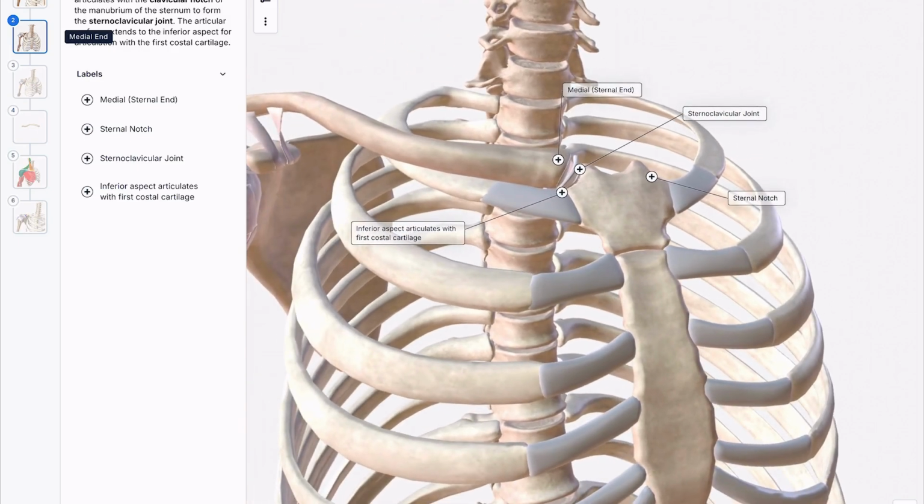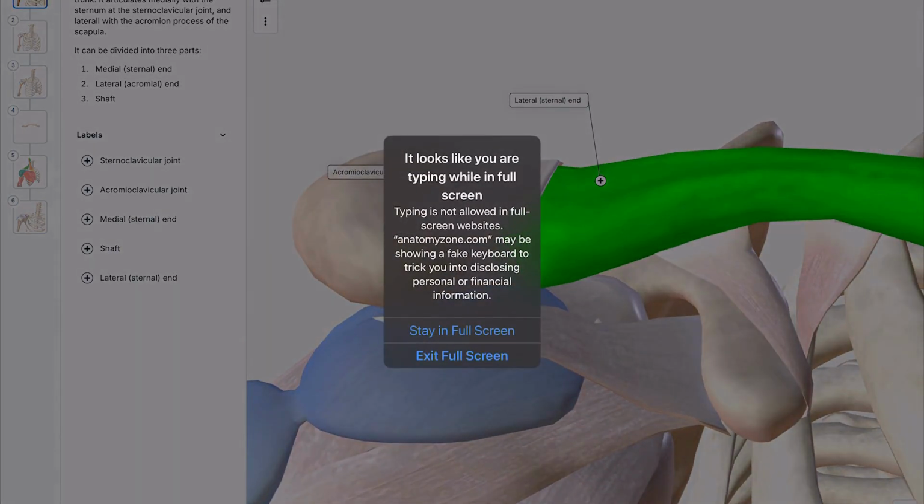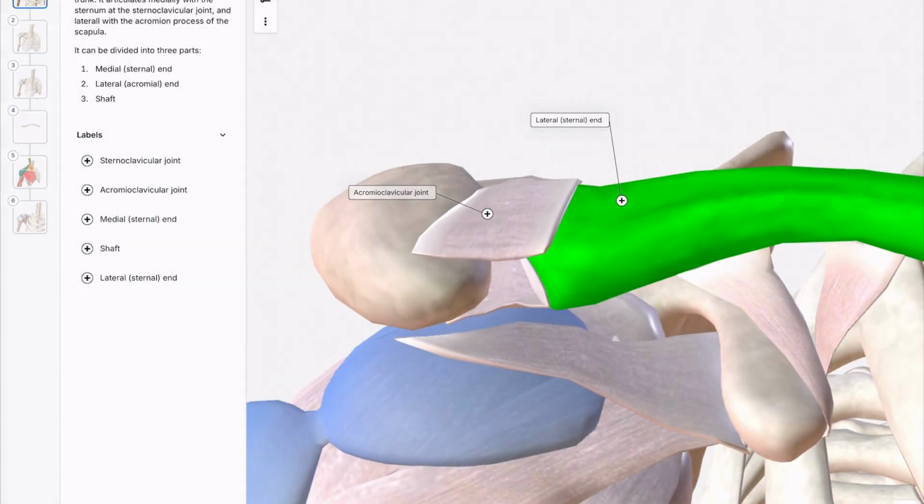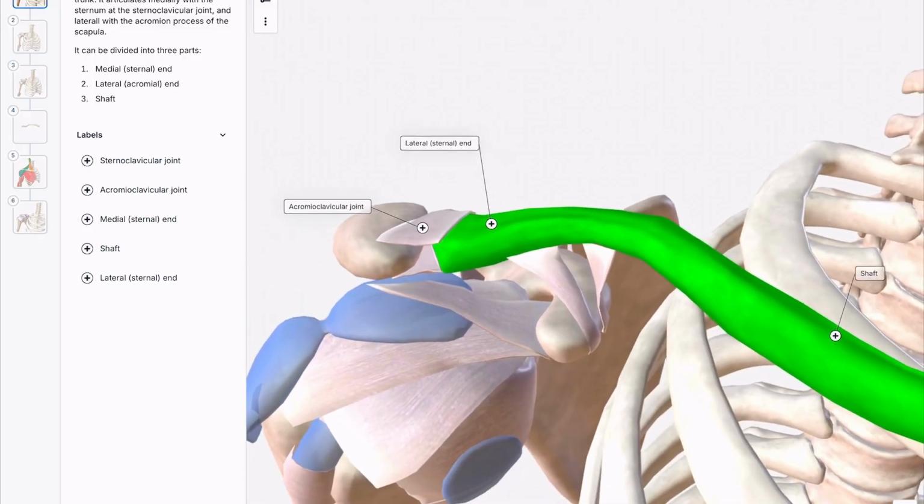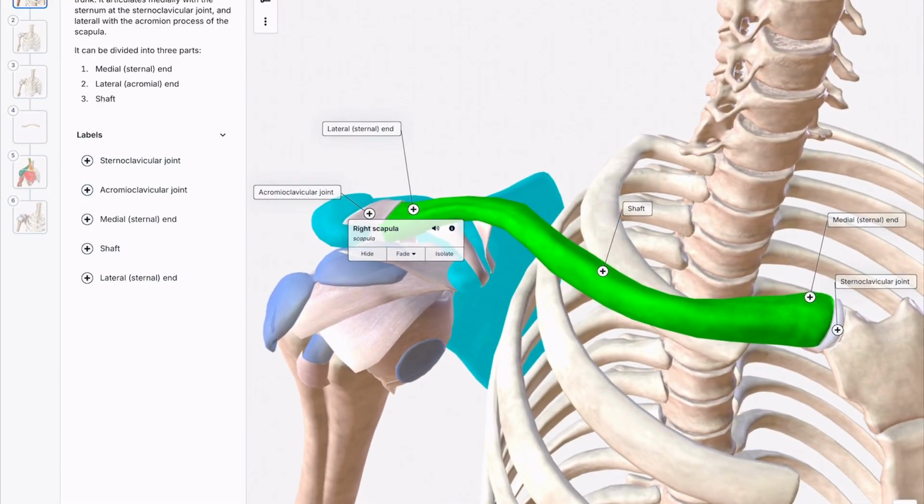Reaching the end, the lateral acromial end. At the shoulder, the clavicle ends as a flat, thin piece of bone called the acromial end. It meets the acromion of the scapula, forming the acromioclavicular joint. This end allows smooth shoulder movement, but is more delicate, which is why injuries often occur here.